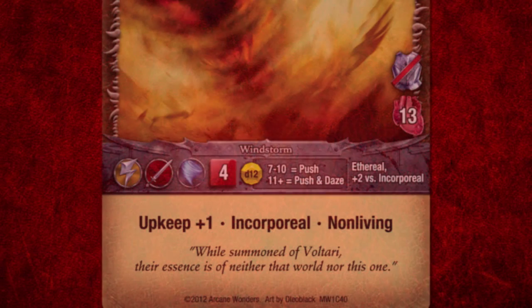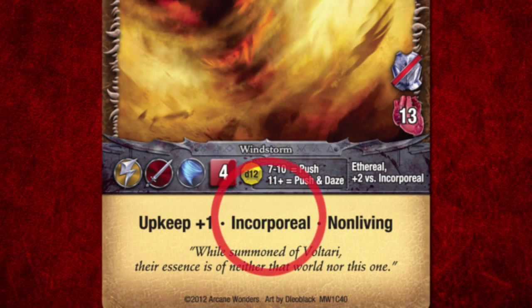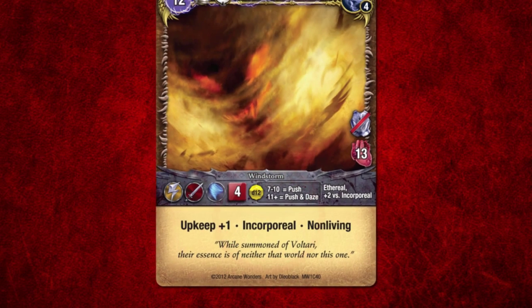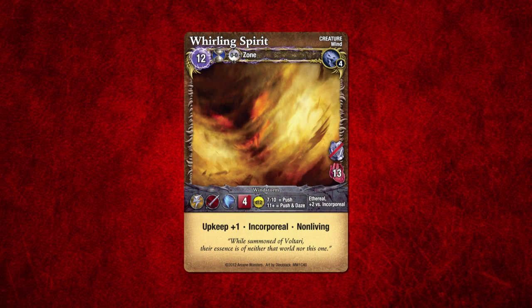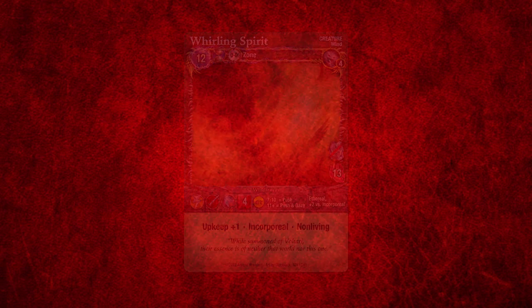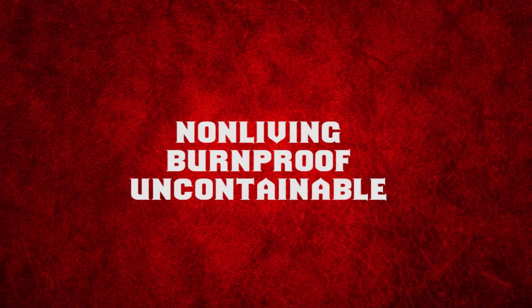The Incorporeal trait. The Incorporeal trait is exactly the opposite of the corporeal trait. It means that it's non-living. They're not actually there. So there's three traits that go with the Incorporeal trait. I already mentioned one, non-living. So you want to think ghosts, vapors, that kind of thing. Also burn-proof. You're not going to burn a ghost. If you see a ghost and you take a blowtorch to it, it's not going to do too much. But last but not least, it has the uncontainable trait. Uncontainable trait is different. Some spells don't have an effect on it or have a different effect.